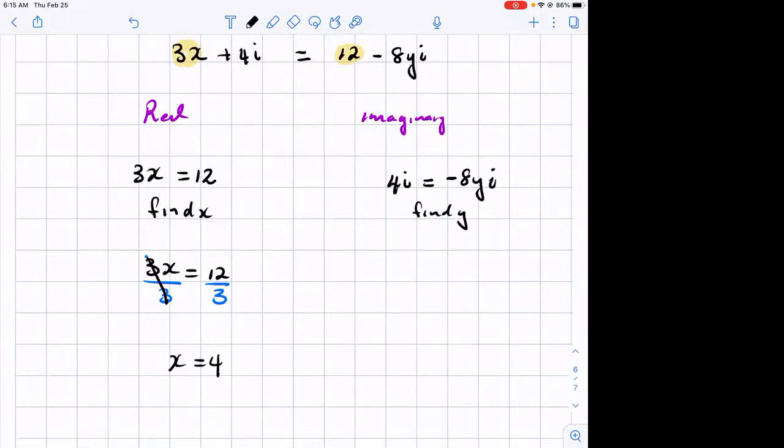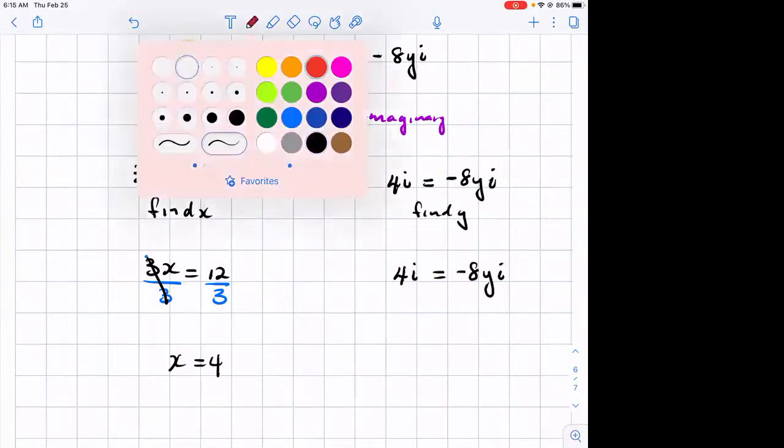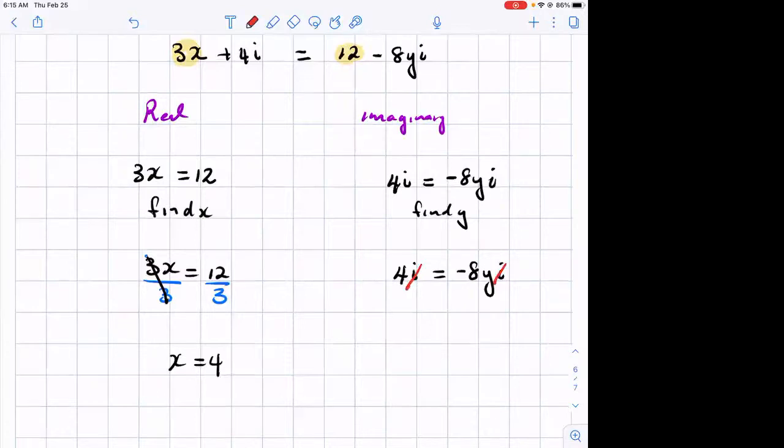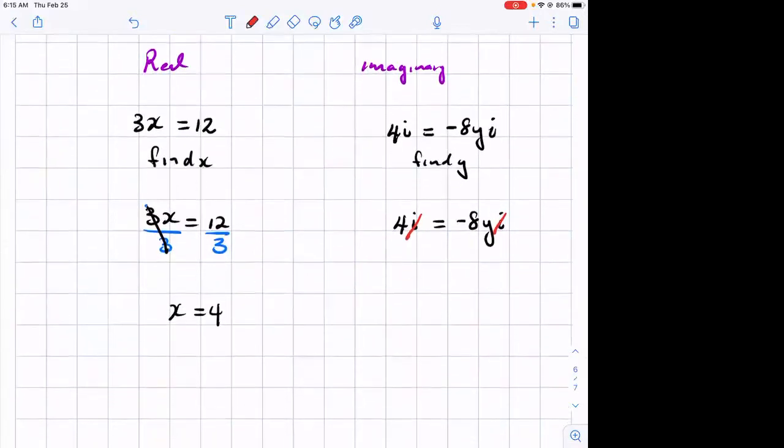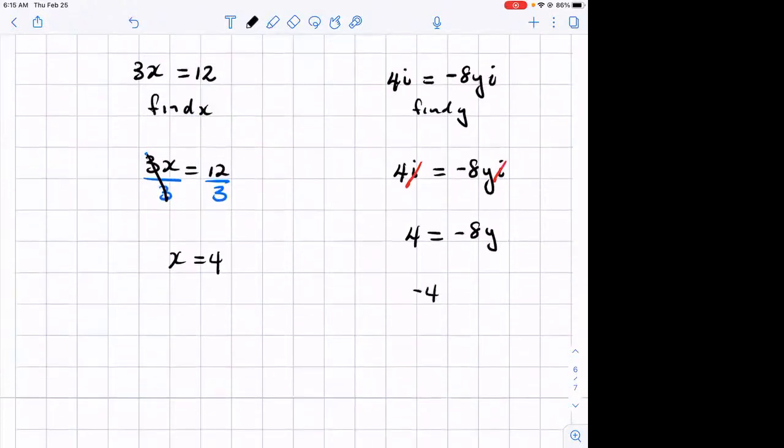Okay? And likewise here, the i's can cancel out, so we have 4i is equal to minus 8yi. This can cancel with that one. It's on both sides, or we can divide both sides by i. So we're left with 4 is equal to minus 8y. And to get y by itself, we can divide both sides by negative 8.